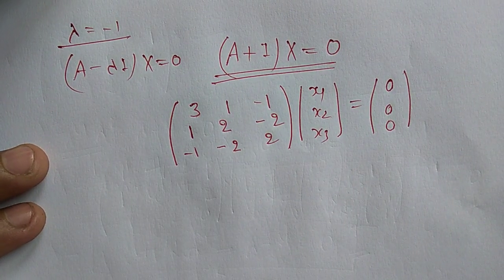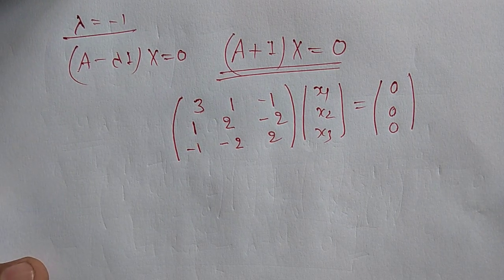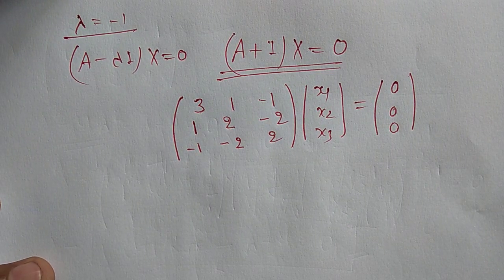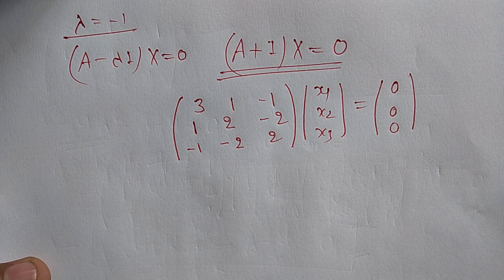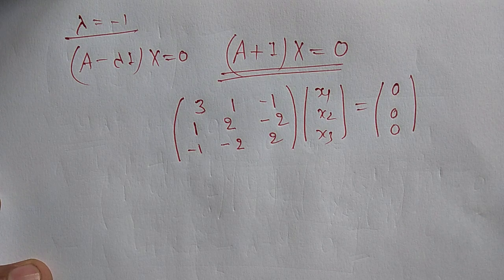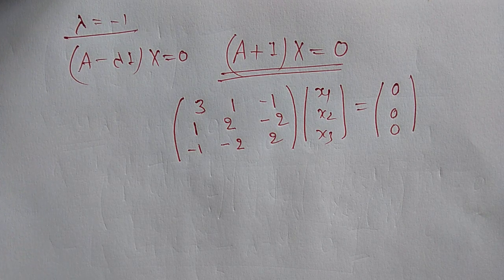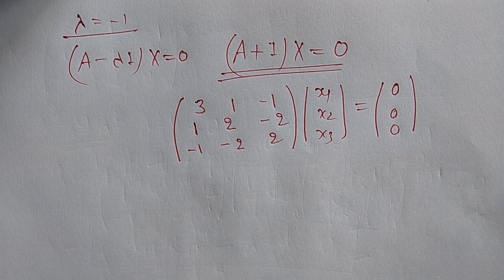So this is your homogeneous system of equations, and we are trying to find x. What we can do, if you see the second and third equation, is try to do the row operation.